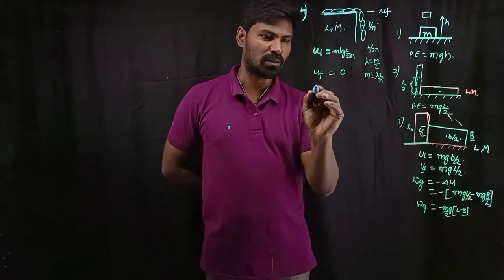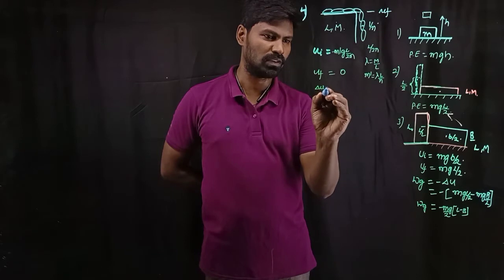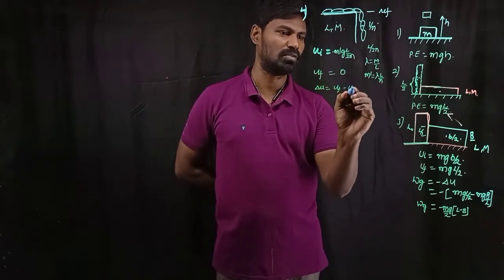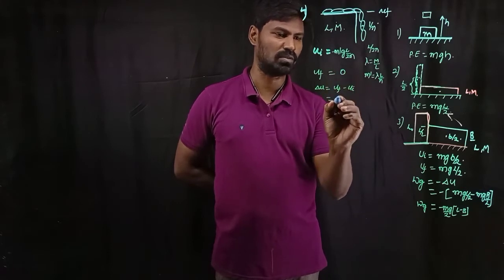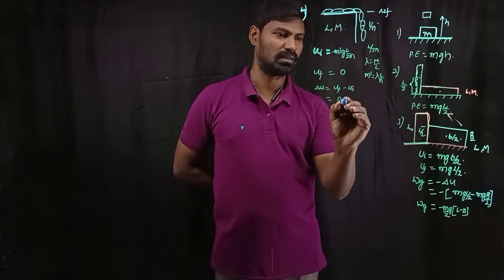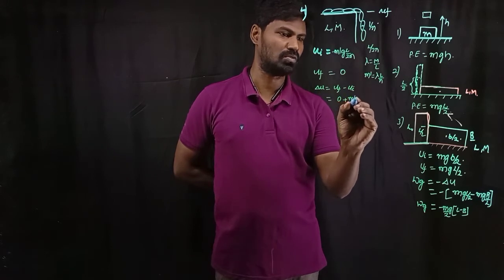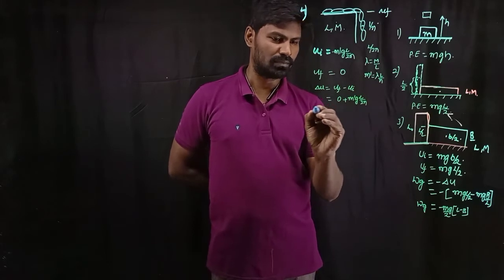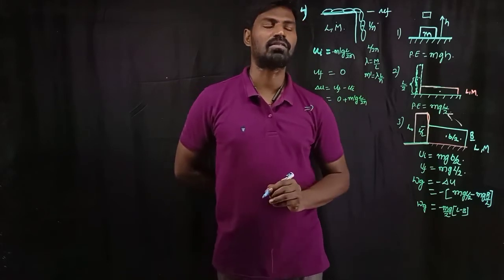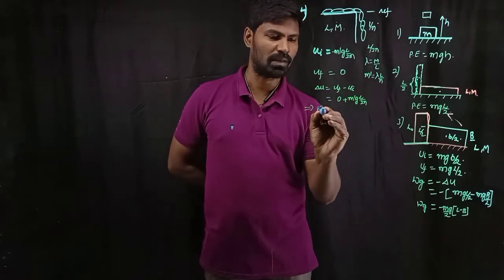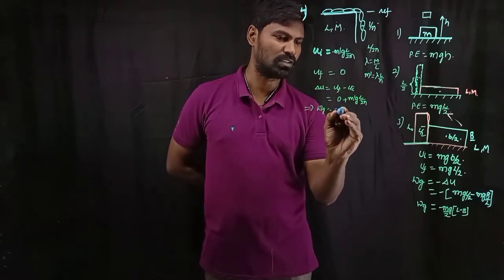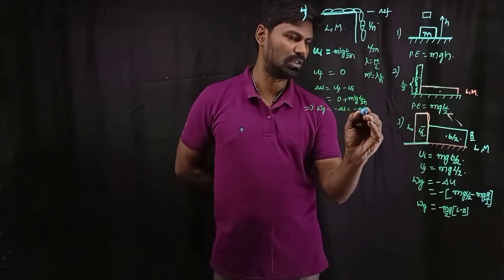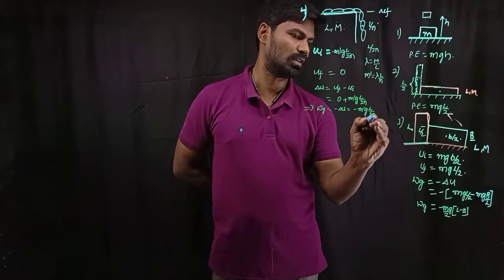Therefore the change in potential energy, delta U, is equal to U_F minus U_I. U_F is 0, minus into minus, plus m dash g into L divided by 2n. Because gravitational force is a conservative force, the work done by gravity is equal to the negative of the change in potential energy, which is minus m dash g into L divided by 2n.